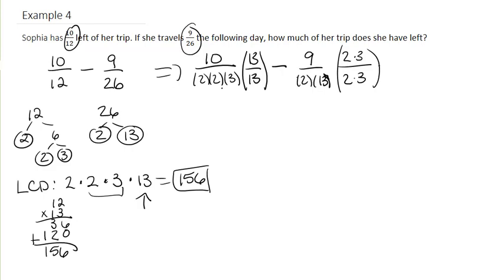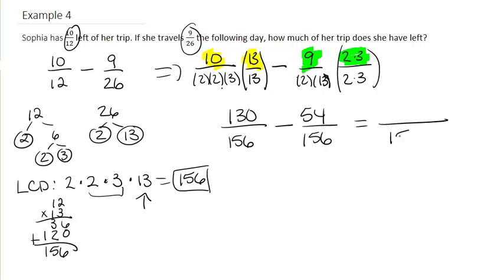Now let's go ahead and multiply. So we have 10 times 13, and then we have 9 times this 2 and 3. So 10 times 13 is 130, which is over 156, minus, now 9, 2 times 3 is 6, so 9 times 6 is 54, which is also over 156. So the next thing to do is to subtract 130 minus 54. So we keep our same common denominator. Let's go ahead and do it right here.